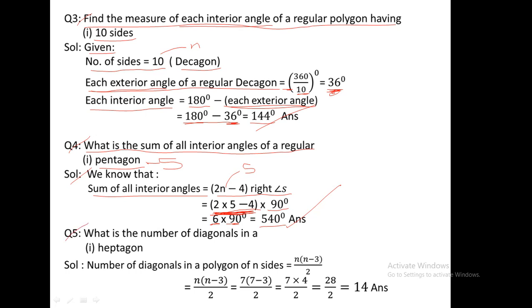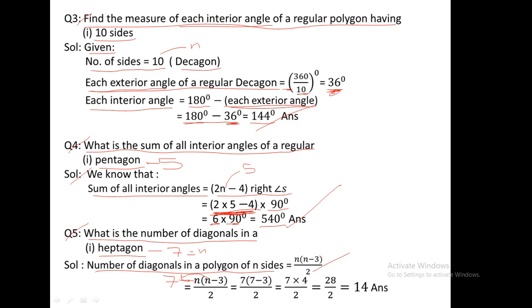Now question number 5. What is the number of diagonals in a heptagon? Here we have to find the number of diagonals in a heptagon. The number of sides in a heptagon is 7, so the value of n is 7. The formula for the number of diagonals in a polygon of n sides, here a heptagon, equals n into (n minus 3) upon 2. This is the formula. In place of n we have to put 7, here also and here also 7.